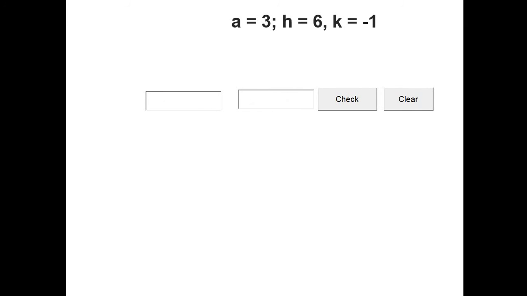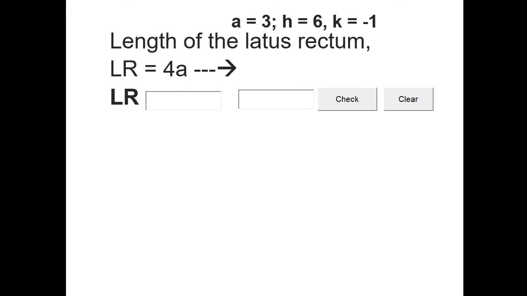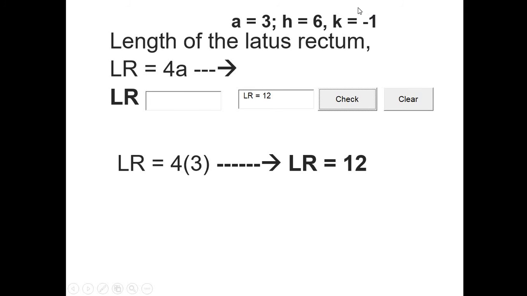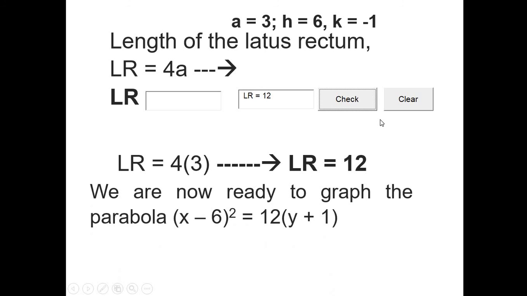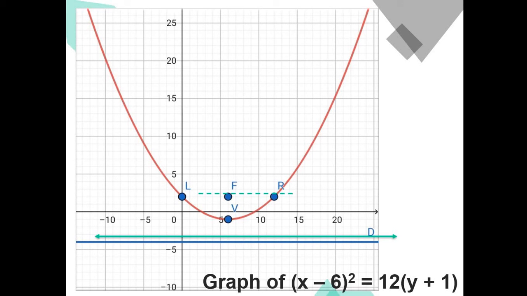How about the length of the latus rectum? Dwayne. What is the length of the latus rectum, Dwayne? Alex, how about Alex? Yuri. Sir, 12. 12 daw. Let's check. Very good. 12 is the length of the latus rectum. Just multiply 4 by a, which is 3. So we're now ready to graph the parabola x minus 6 quantity squared equals 12 times quantity y plus 1. Ito na yung graph. As you can see, it's a parabola that opens upward. Okay?